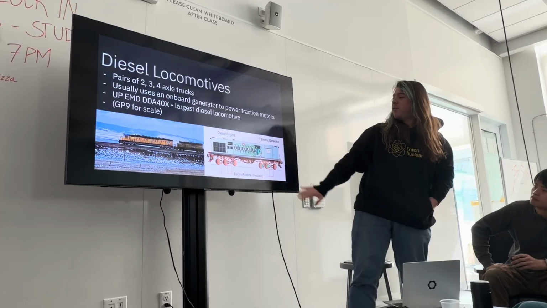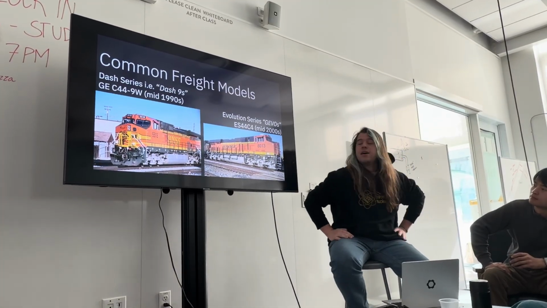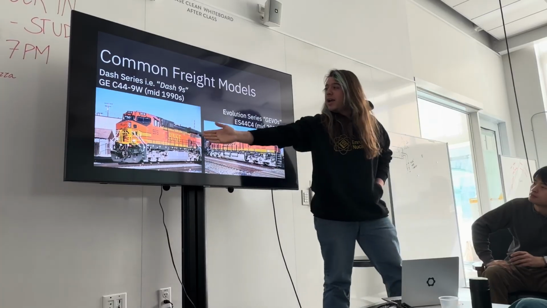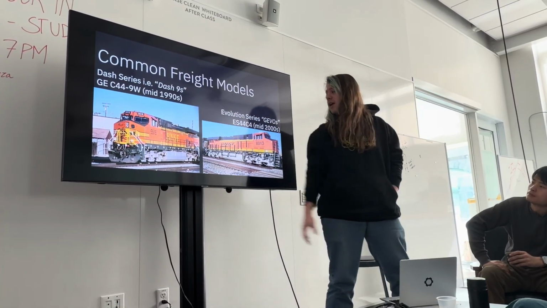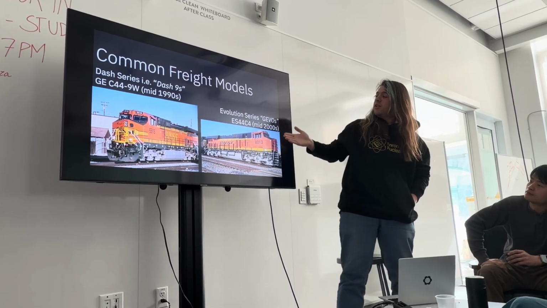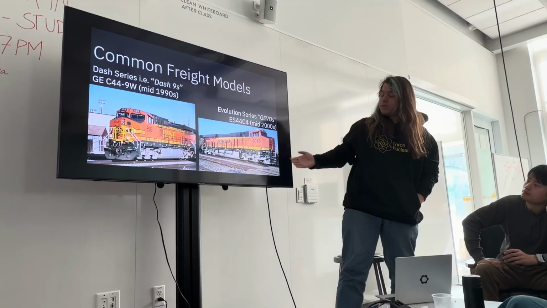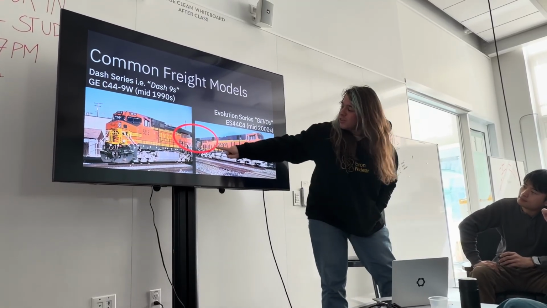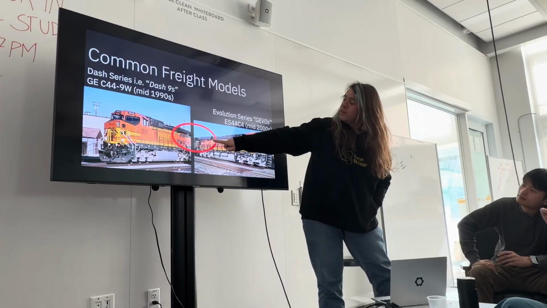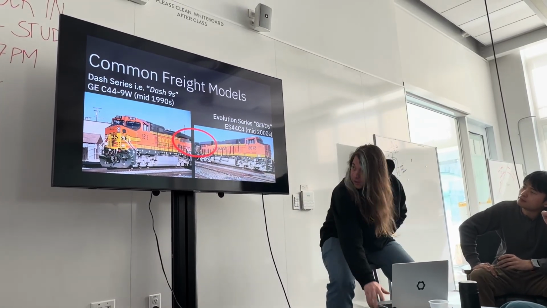This is a quick diagram of how everything works. These are some models you might see nowadays. This is a Dash 9 or a GE C44-9W. This was produced in the mid-1990s. And this is its successor, the Evolution series, commonly known as GEVOs. These came around in the mid-2000s. And the way that you can tell the difference between these two is specifically looking at these exhaust stacks here. There's a difference in the concavity back here. Aside from that, they look very similar.